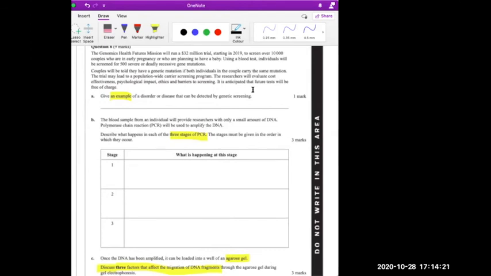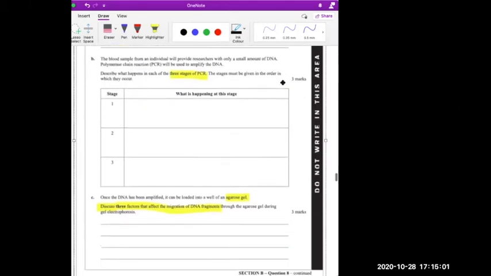So give an example of a disorder or disease that can be detected by genetic screening. Okay, so this can be anything. I know in your study design, genetics isn't a big part of it. It needs to obviously be a disease that is passed down genetically, and not an environmental one, but anything you can think of, anything that you've heard about, Huntington's, cystic fibrosis, Down syndrome, anything that is rooted in genetics, but exclusively rooted in genetics. So I'll just put Huntington's, but you can put anything there. Again, those classic 1 markers.